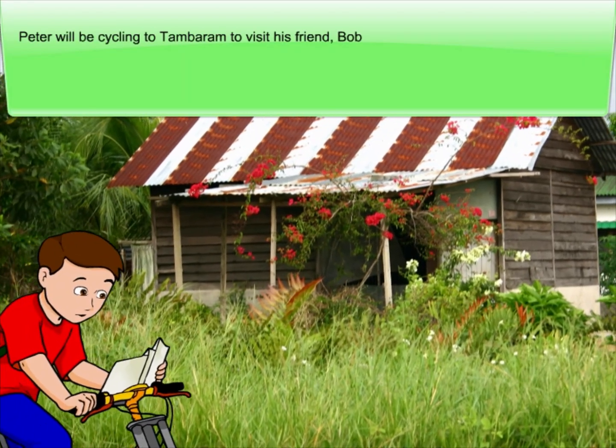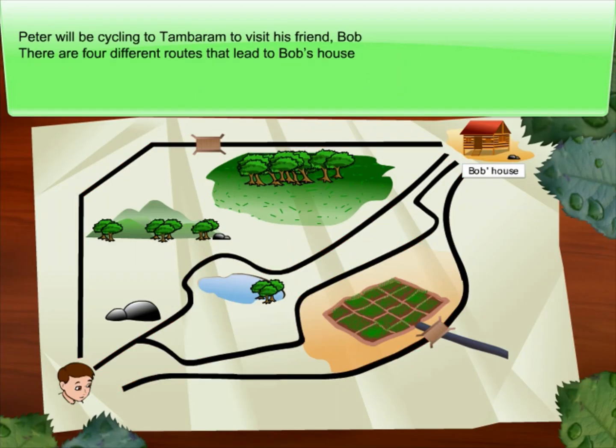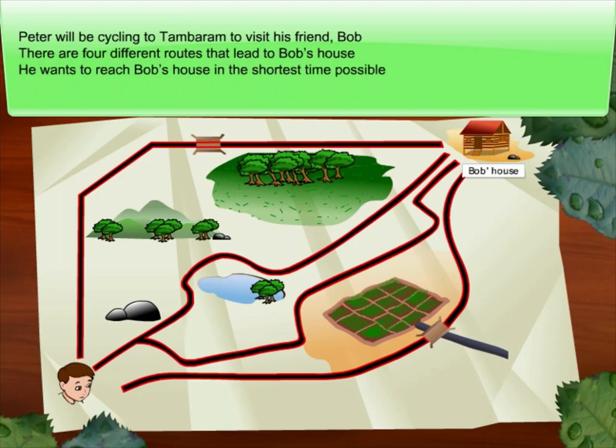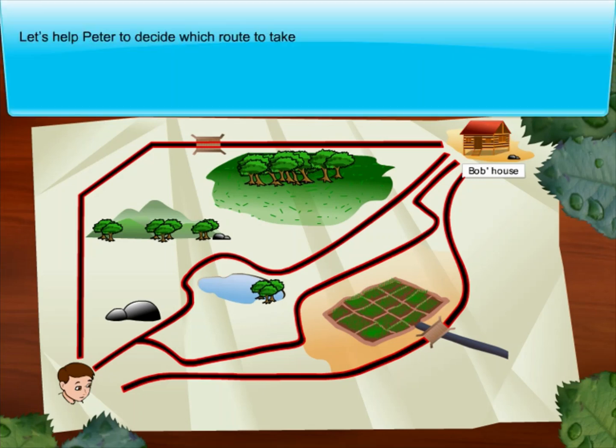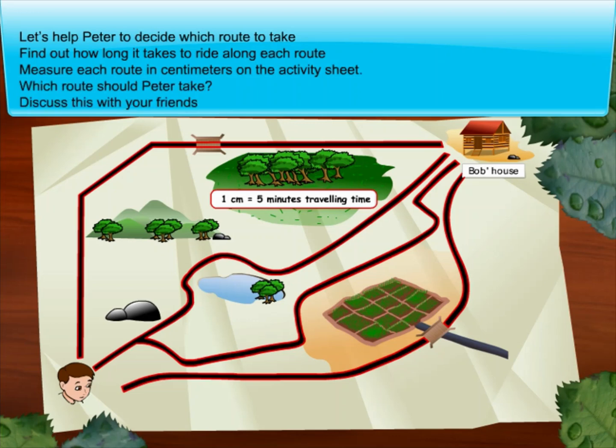Peter will be cycling to Tambaram to visit his friend, Bob. There are 4 different routes that lead to Bob's house. He wants to reach Bob's house in the shortest time possible. Let's help Peter to decide which route to take. Find out how long it takes to ride along each route. Measure each route in centimeters on the activity sheet. Which route should Peter take? Discuss this with your friends.